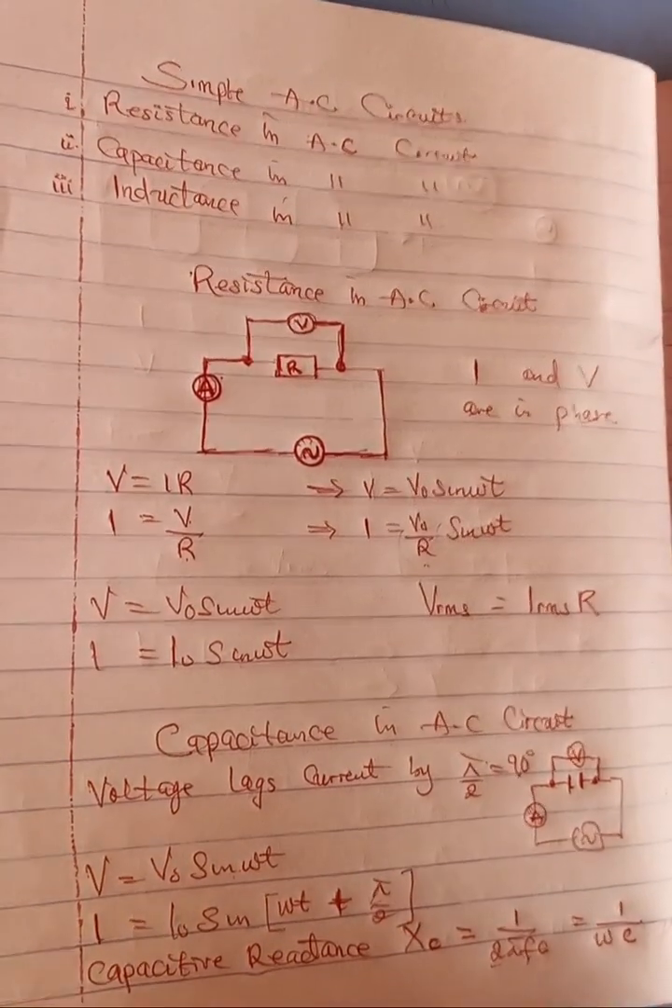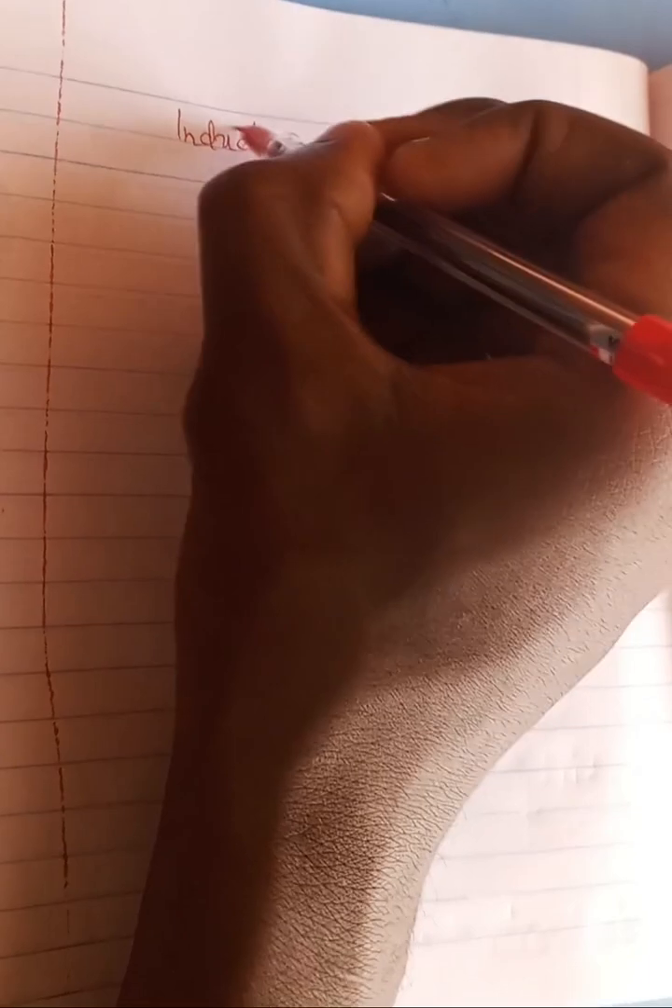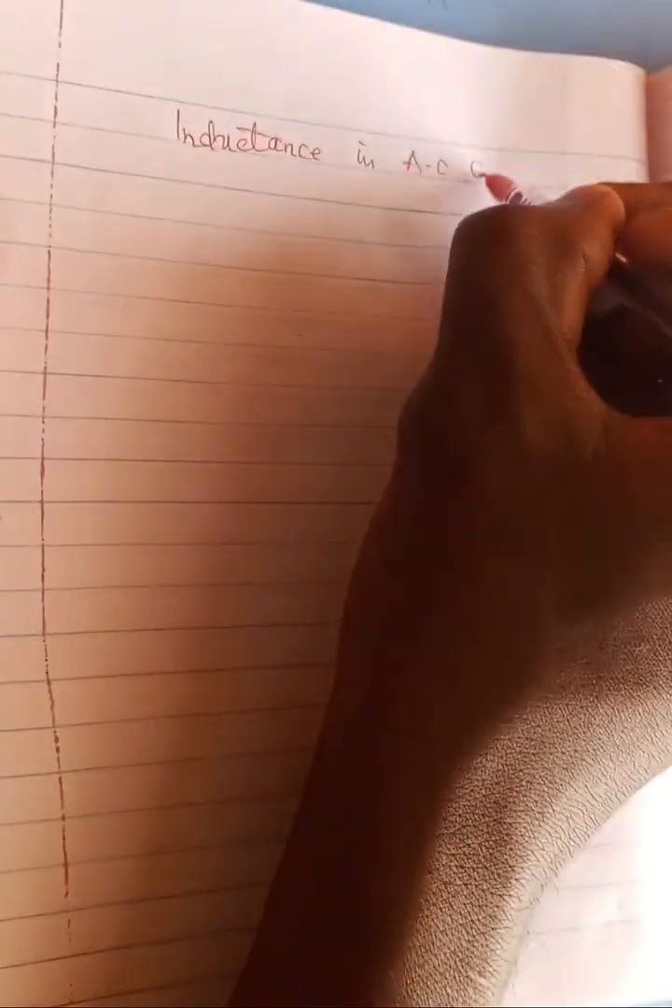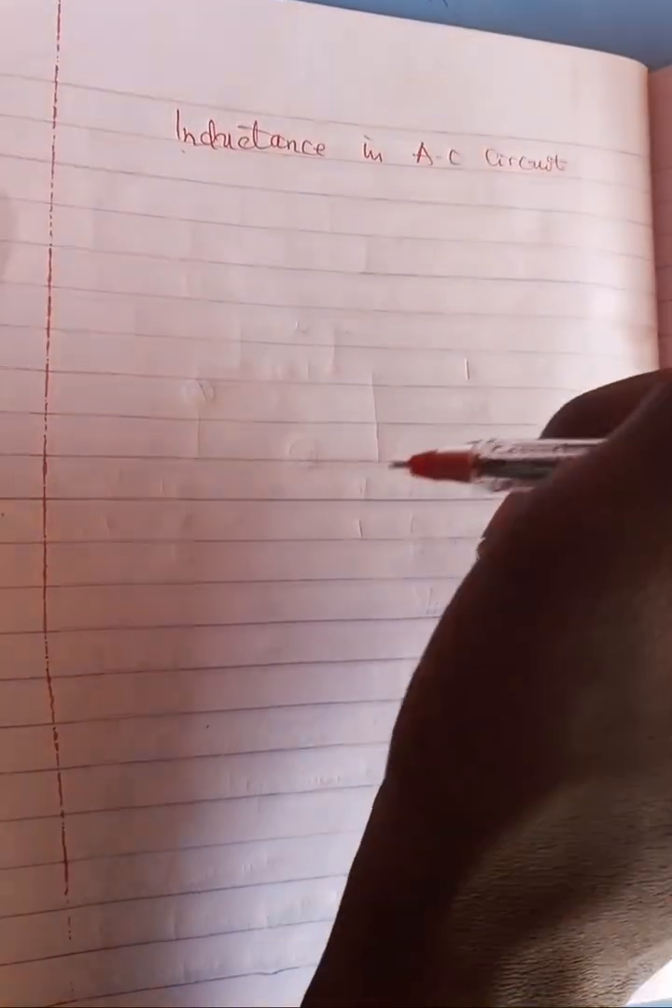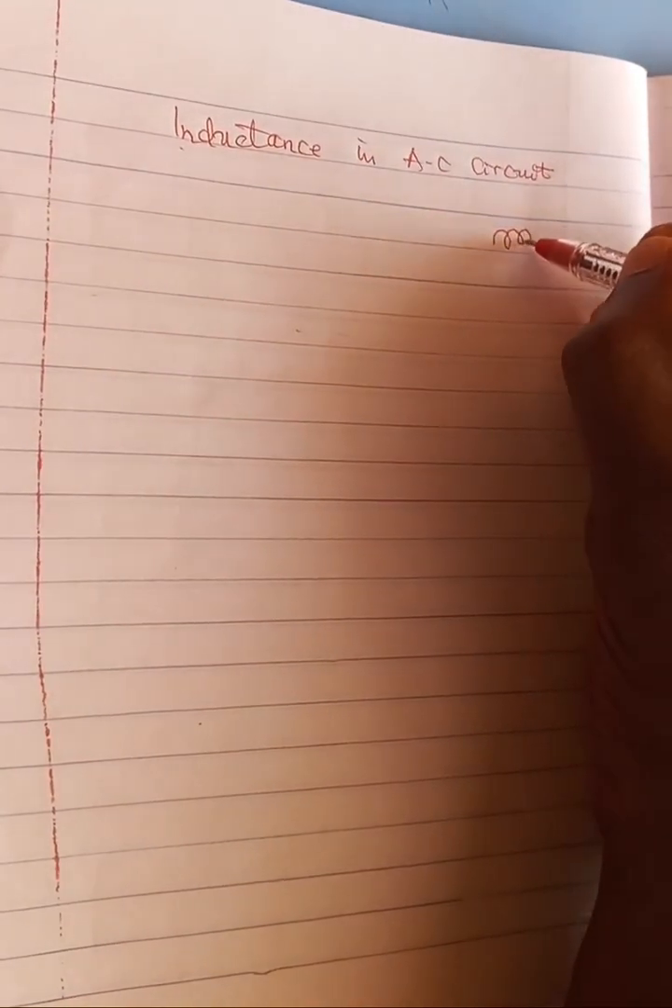Then the next one I would like us to take a look at is when we have inductance in an AC circuit. Inductance in an AC circuit. When we have an inductor, what is an inductor? You should have known that the inductor is an electrical device made by what? Coiling wire around something of this nature.